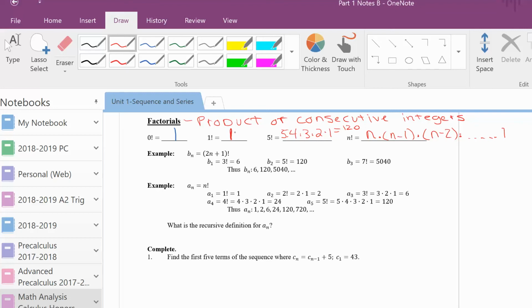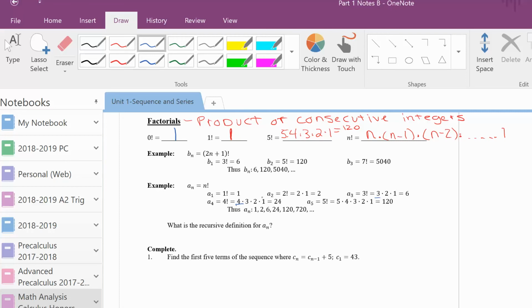And here are some examples of factorials in sequences. For example, if b sub n is 2n plus 1, then the first term, 2 times 1 is 2, plus 1 is 3 factorial, which is 6. Also, if you look at a sub n equals n factorial, the first term is 1. The second term, 2 factorial, is 2 times 1, which is 2. The third term, 3 factorial, is 3 times 2 times 1, which is 6. The fourth term, 4 factorial, is 4 times 3 times 2 times 1. Notice all we're doing is multiplying by the next number each time.